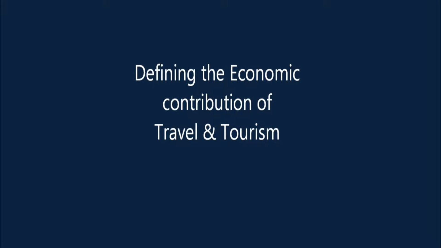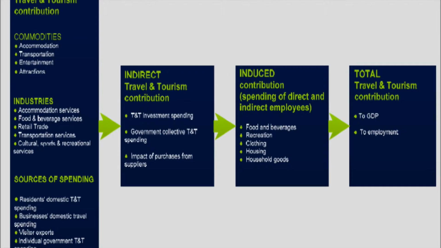Now I will explain what the economic contribution of travel and tourism is. The direct contribution of travel and tourism to GDP is calculated to be consistent with the output as expressed in National Accounting of tourism characteristic sectors such as hotels, airlines, airports, travel agents, and leisure and recreation services that deal directly with tourists. The indirect contribution includes the GDP and jobs supported by travel and tourism investment spending, government collective spending, and domestic purchases of goods and services by the sectors dealing directly with tourists.